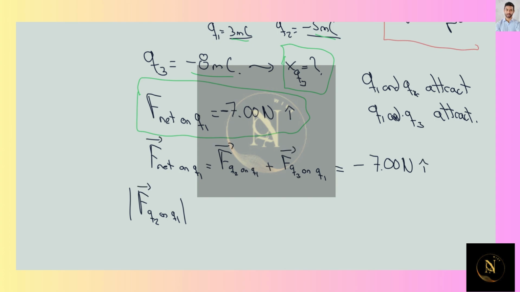So the magnitude of the first vector is going to be equal to k times Q2, Q1, all of this in absolute value, divided by r squared. The distance in between these two is equal to 0.9 meters as given in the problem, and the value for Coulomb's constant is 8.99 times 10 to the 9 Newton meter squared over Coulomb squared. This corresponds to 1 over 4 pi epsilon 0. The values for Q2 and Q1 are respectively 5 and 3 millicoulombs.